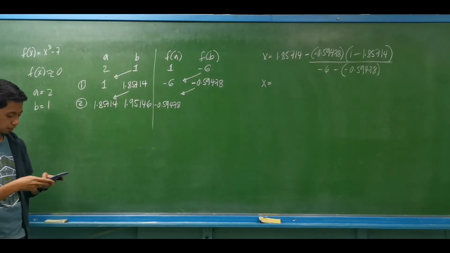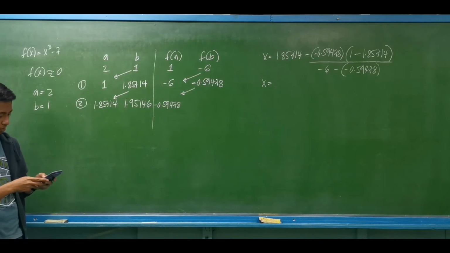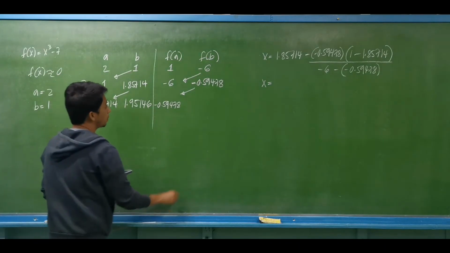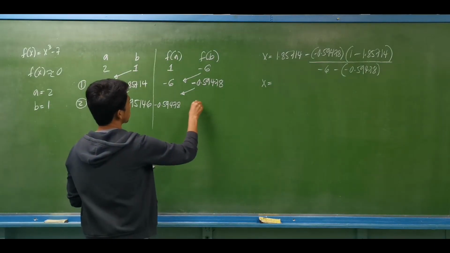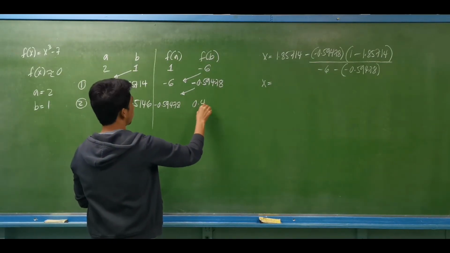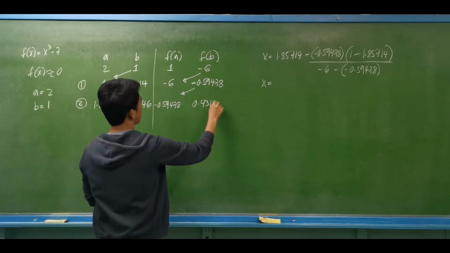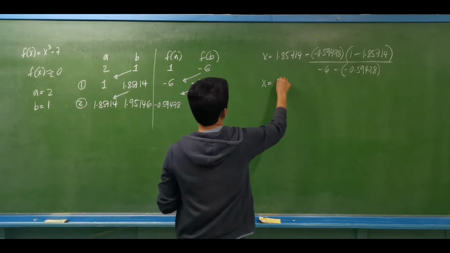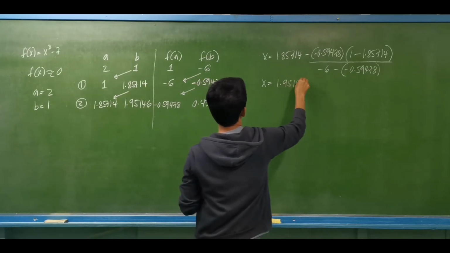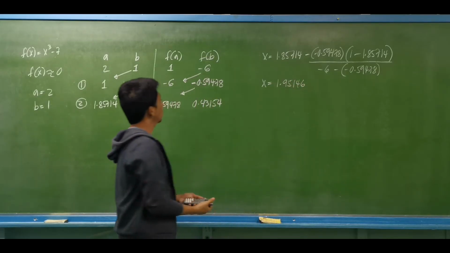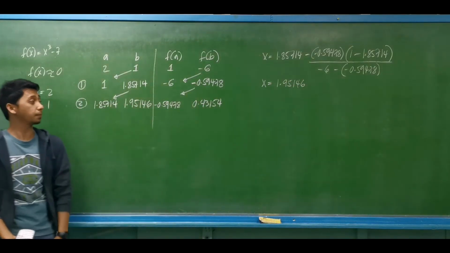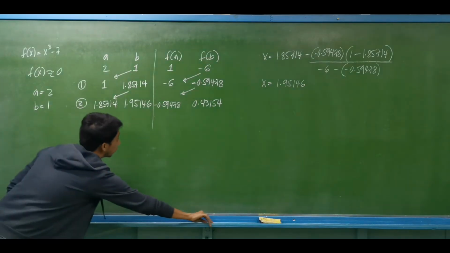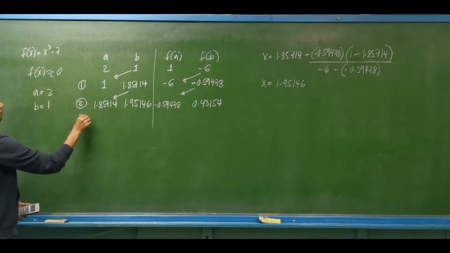So we have 1.95146 raised to 3 minus 7. So this is now equal to positive 0.43154. So by the way, we have this value of 1.95146. Repeat the process. Alright, let us do our third iteration.